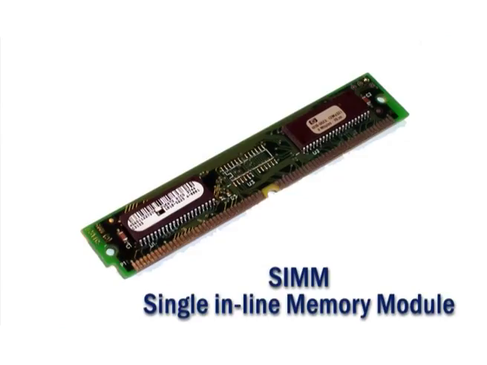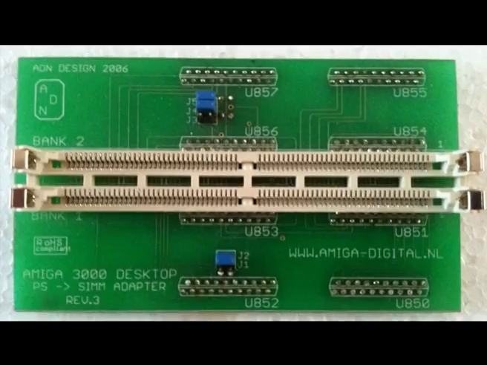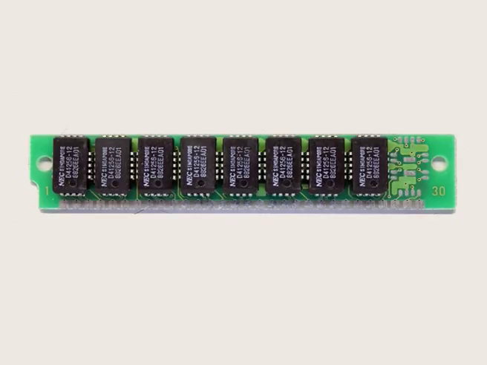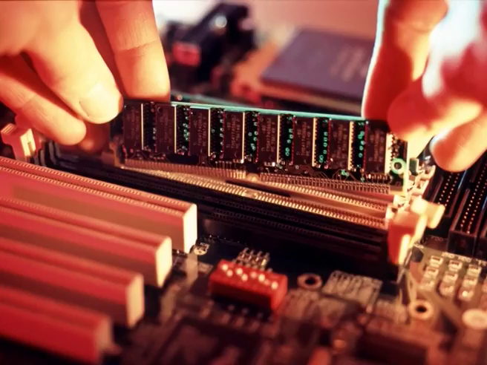SIMM, the single inline memory module, is a small circuit board that can hold a group of memory chips. It can hold up to 8 or 9 RAM chips. It is measured in bytes rather than bits. SIMMs are easier to install than individual memory chips. It has a 32-bit path to the memory chips.